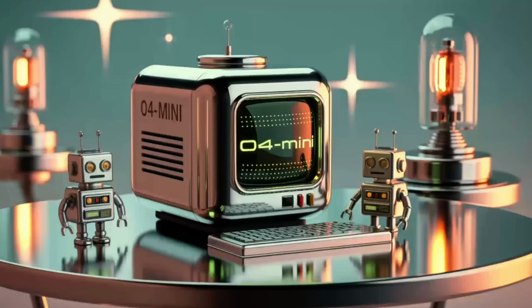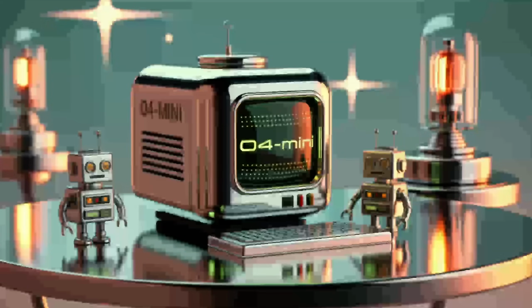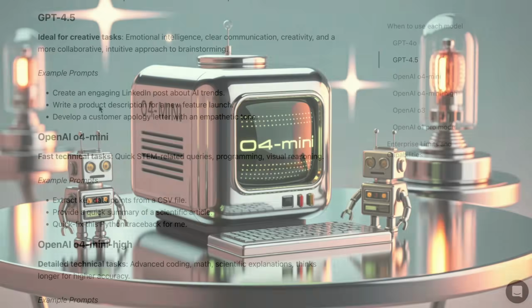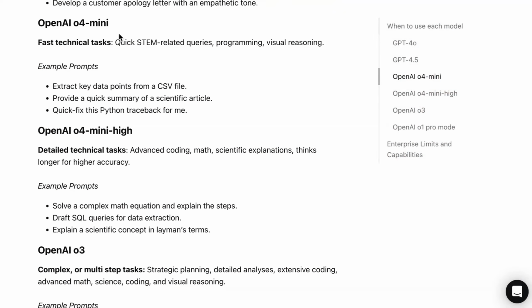Now let's jump ahead to a couple of models that you're probably not using all that much, at least as an individual. First up, we've got O4 Mini. And again, one of the challenges with OpenAI's naming conventions is that you hear O4 and you assume it must be better than O3, right? Well, it's very clear that O4 Mini and O4 Mini High were planted by OpenAI for a very specific set of tasks that really do slant technically. OpenAI says that O4 Mini is good for fast technical tasks, quick STEM-related queries, programming, and visual reasoning.